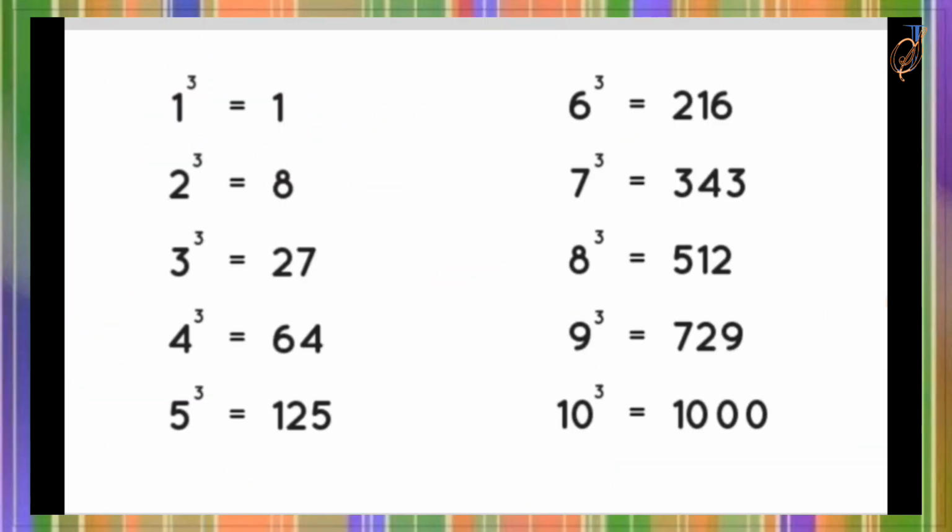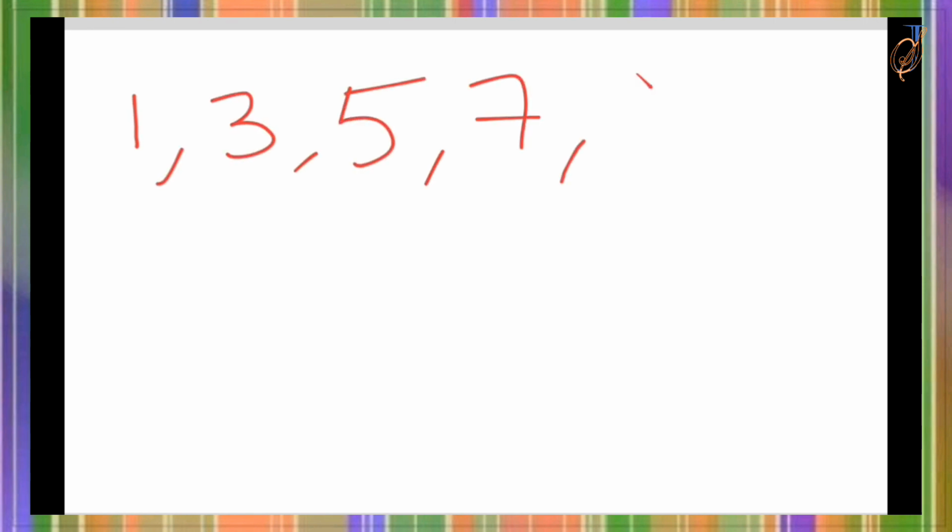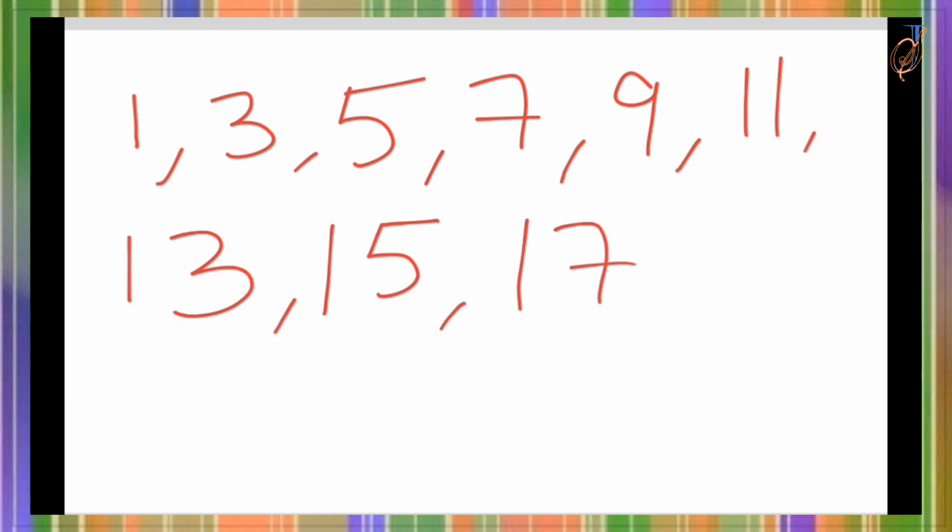Memorizing cube numbers from 1 to 10 seems challenging. Don't worry, there is a simple method, which is the sum of odd numbers. The sum of odd numbers can be used to find cube numbers. Odd numbers are 1, 3, 5, 7, 9, 11, 13, 15, 17, 19, and so on. These are odd numbers. Using these numbers, how can you find the cube numbers?